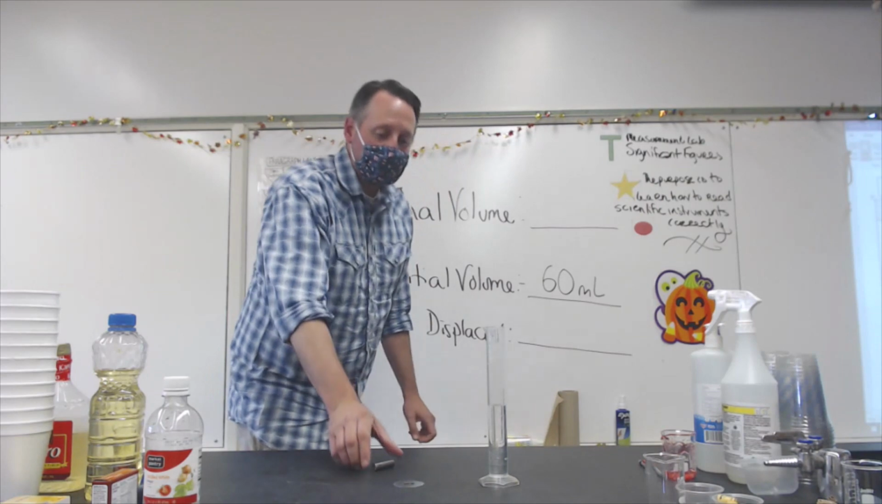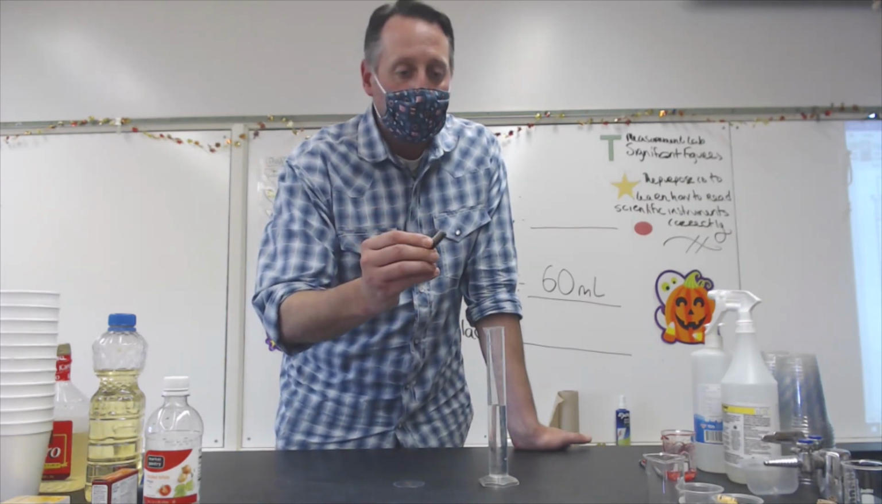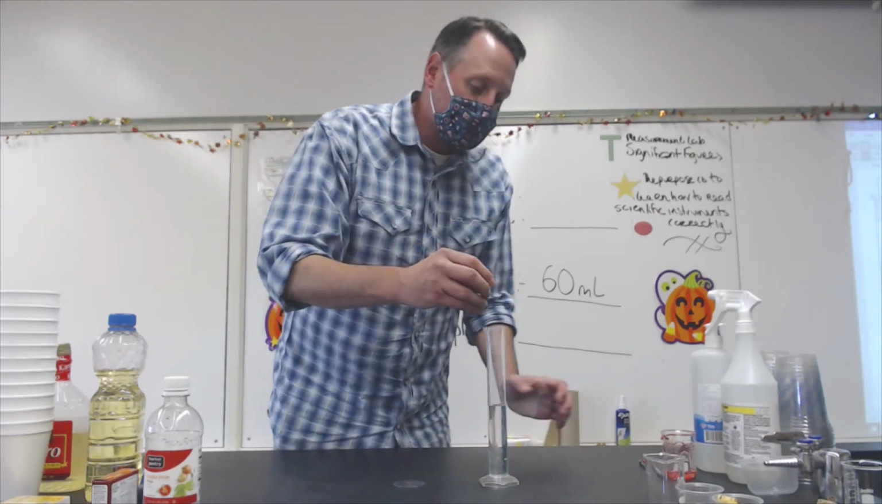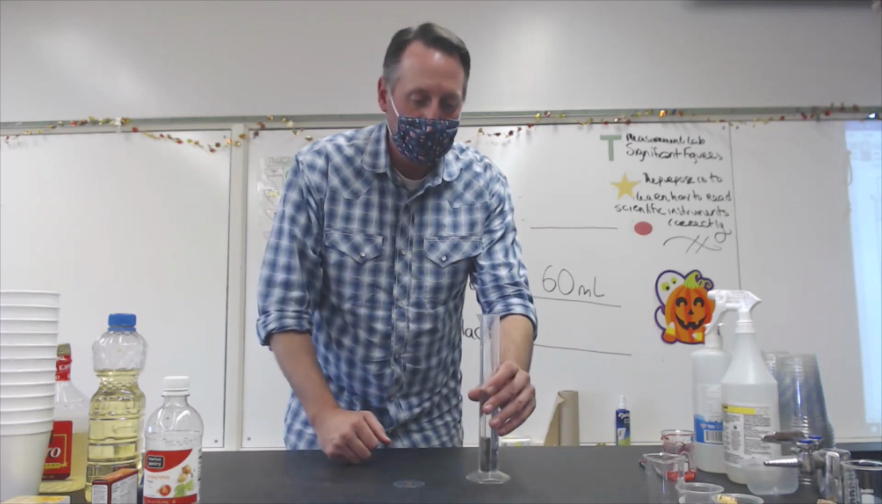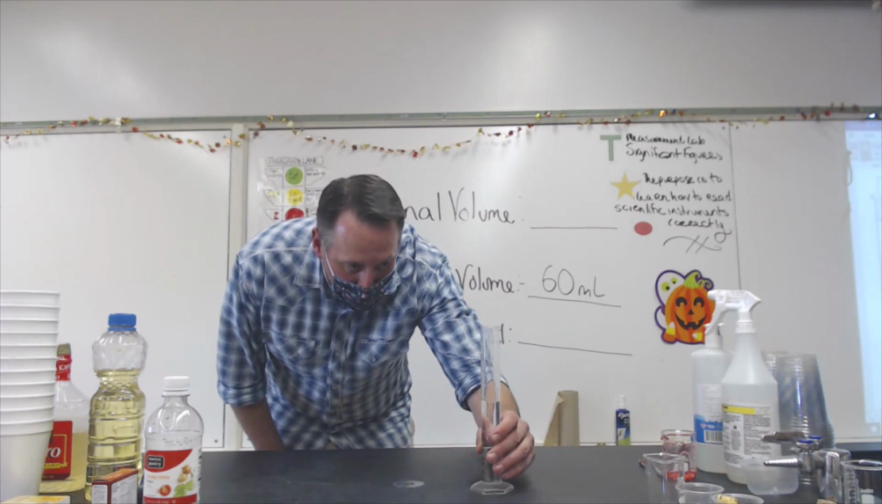Now I take my object that I want to find the volume of. Notice it's an irregular shape. You're not going to measure length times width times height on this. Easiest way, drop it in, slide it in gently. Make sure no water pops out. And record the final volume.